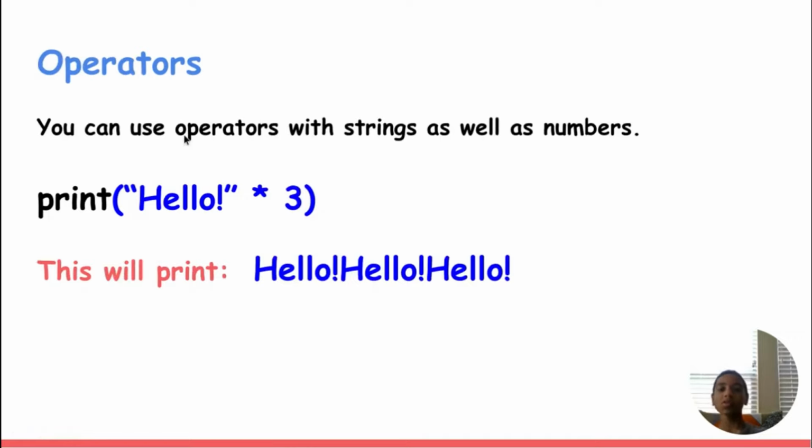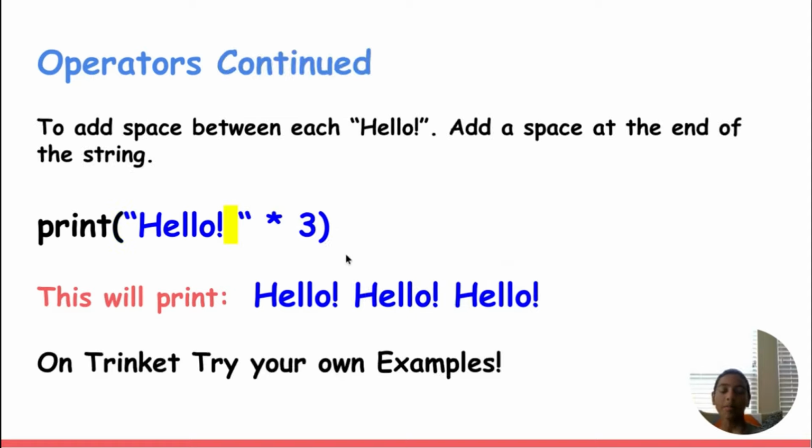Operators. You can use operators with strings as well as numbers. Print hello times 3. This will print hello three times. But if you want a space between these, put a space between the exclamation mark and the quote. So now you have hello, hello, hello with spaces. Go to Trinket and try your own examples. You don't have to put times 3 or just hello. You can put whatever you want.